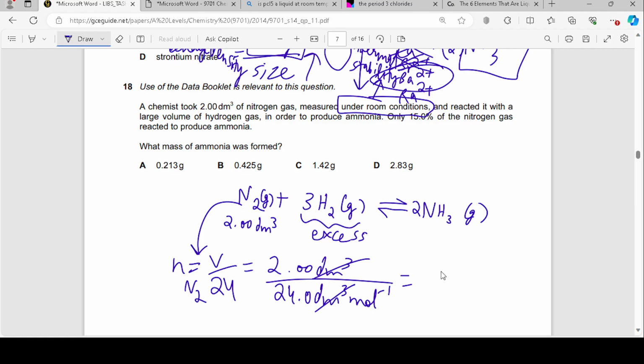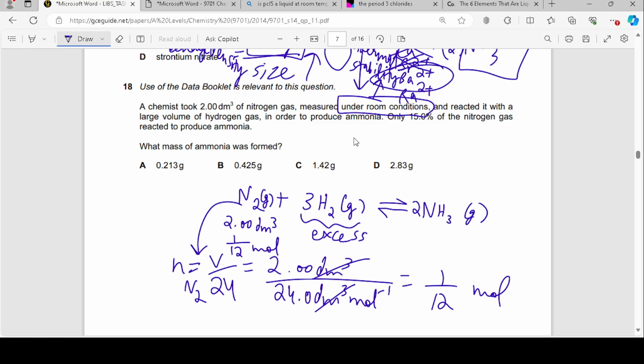I'll just keep it as a fraction because fractions are cool and I am not scared of fractions. I'm not in grade 5 anymore. Okay, that's 0.08. I don't know when people learn fractions. Grade 3? I don't know. 0.083 moles.